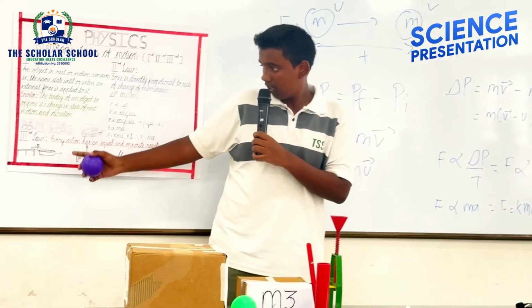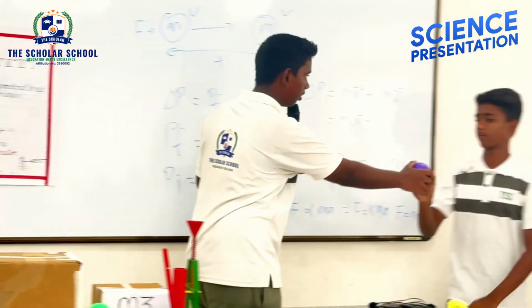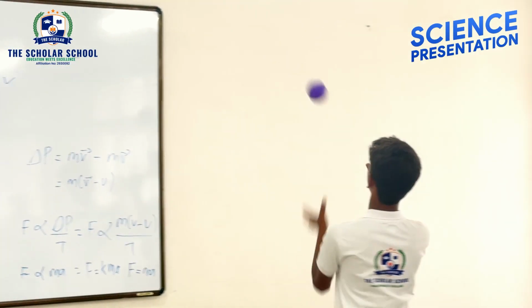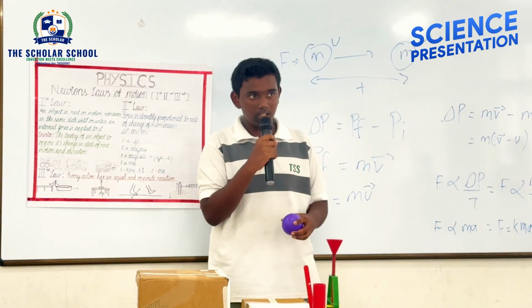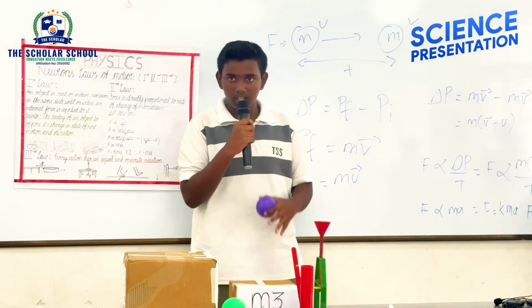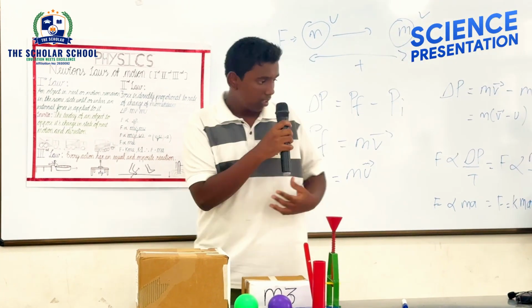The second example is when you throw the ball at a wall, it comes back to you with the same velocity. This states the third law of motion: for every action there is an equal and opposite reaction. So, some other topics I have to cover.